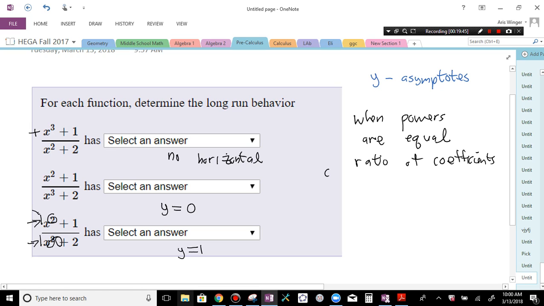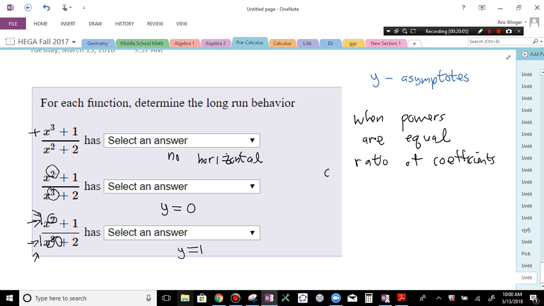And again, if this was a 7 and that was a 5, the answer would be y equals 7 over 5. Whenever the power in the denominator is higher than the power in the numerator, regardless of the coefficient, then this thing's going to vanish the larger you make x, right? So it should go to y equals 0. Okay.